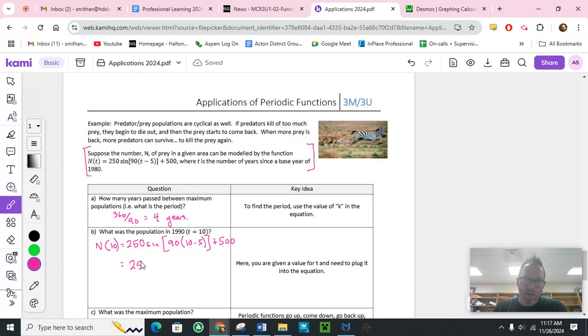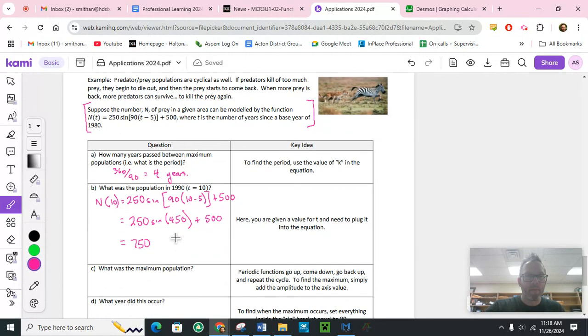So my recommendation, again, is do the inside of the sine. Now 10 minus 5 is 5, and 90 times 5 is 450. I can do that in my head. But for this, I will need a calculator. So 250 times the sine of 450 plus 500 works out to exactly 750 here, but in practice that might not always be a nice round number.